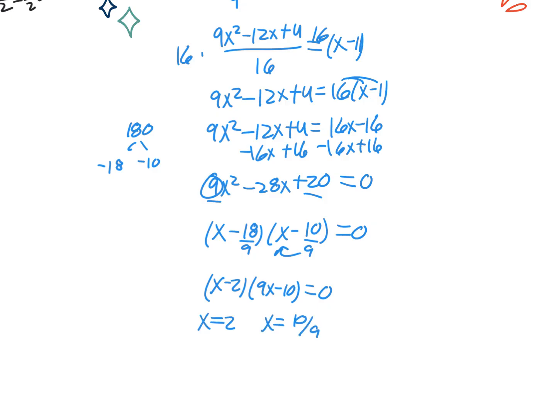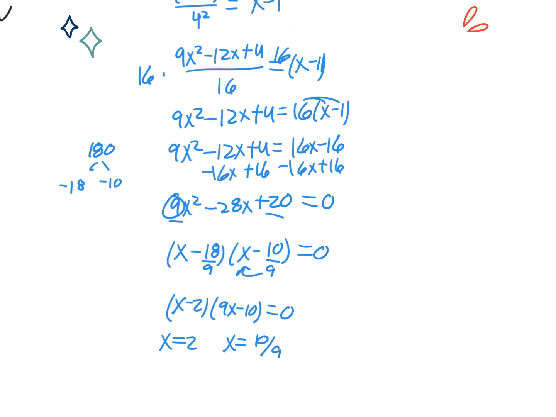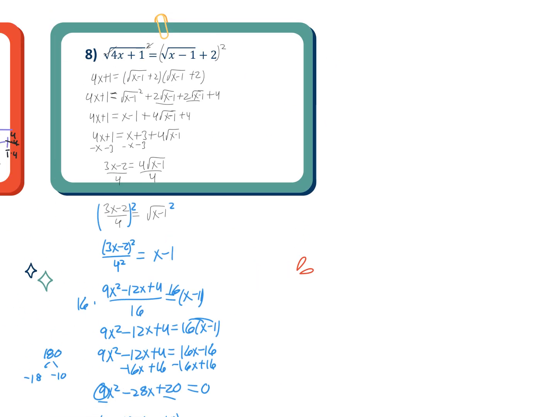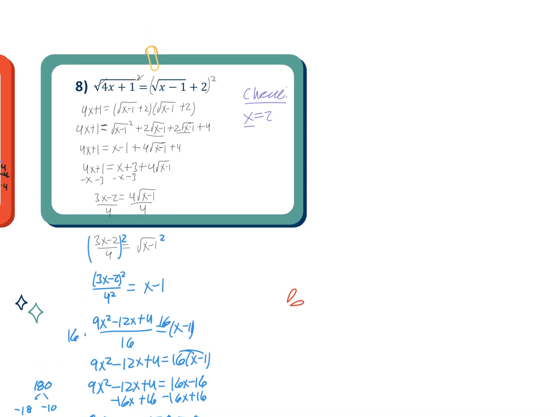All right, so then I can now check these answers. Let me go back to the top and check them. All right, so I'm going to check. Let's start with the easier one. I'm going to check 2. All right, it was a positive 2? Yeah, it was a positive 2. So I'm going to check x equals 2.